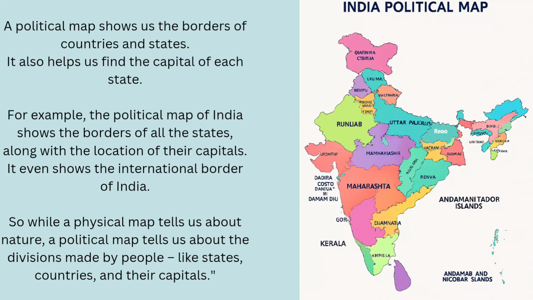Next, let's learn about the political map. A political map shows us the borders of countries and states. It also helps us find the capital of each state. For example, the political map of India shows the borders of all the states, along with the location of their capitals. It even shows the international border of India. So while a physical map tells us about nature, a political map tells us about the divisions made by people, like states, countries, and their capitals.